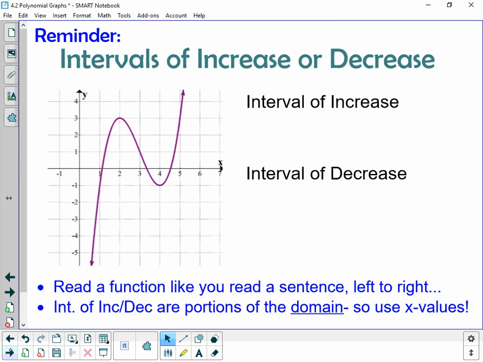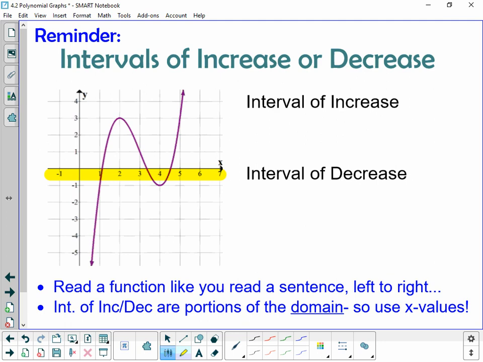We've also before talked about intervals of increase and decrease. Wanted to refresh that with you. Remember, when you're working with intervals of increase and decrease, you are thinking about portions of the domain, so make sure you're using x values and really focusing in on that x-axis. Don't ever pull a y value for an interval of increase or decrease. And you should read the function just like you would read a sentence from left to right.